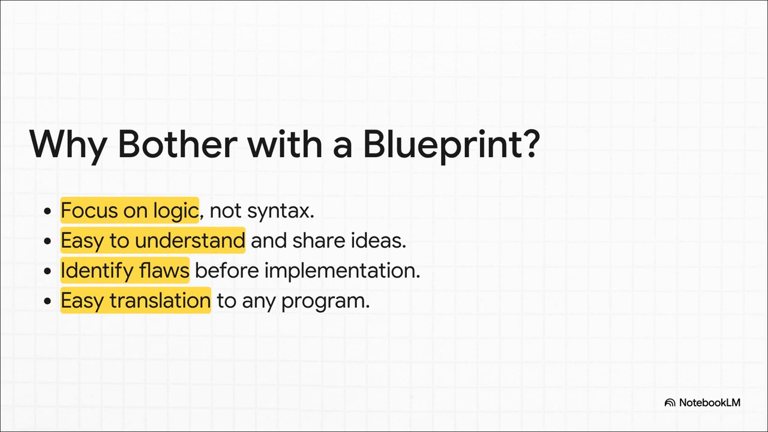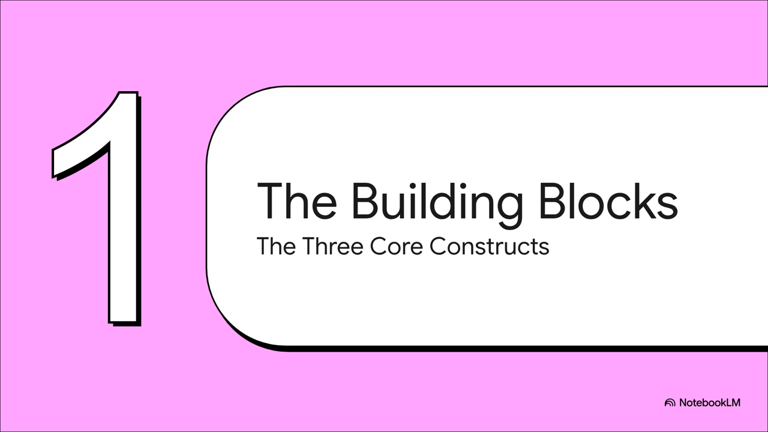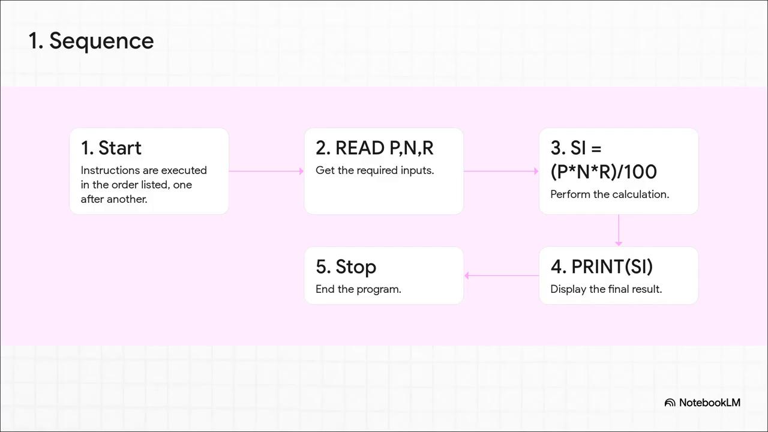You know, every complex structure, whether it's a skyscraper or a computer program, is made from just a few fundamental building blocks. For programming, there are really only 3 core concepts you need to know. Let's take a look at the components of our blueprint. First up, we have sequence. This is the absolute most basic building block. It's just a straight line. The program runs one instruction, then the next, then the one after that, in perfect order.